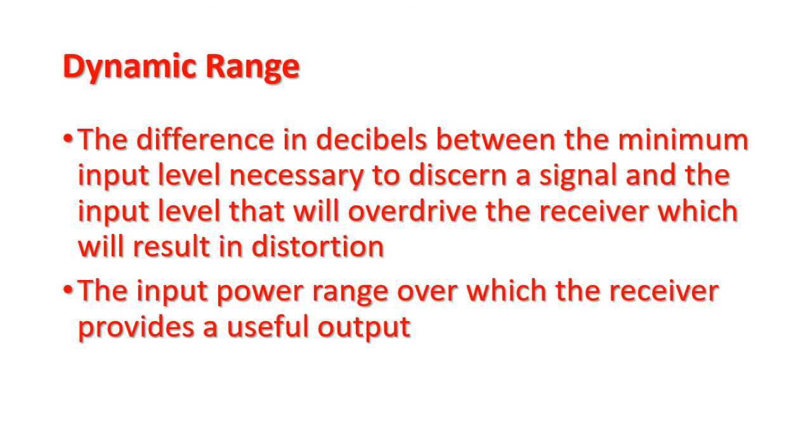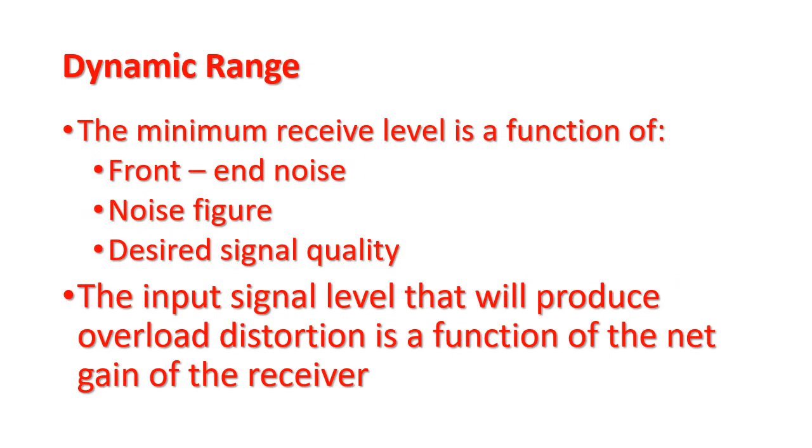Dynamic range. Dynamic range is the difference in decibels between the minimum input level necessary to discern a signal and the input level that will overdrive the receiver, which will result in distortion. Basically, this is the input power range over which the receiver provides a useful output. The minimum receive level is a function of front-end noise, noise figure, and desired signal quality. The input signal level that will produce overload distortion is a function of the net gain of the receiver.